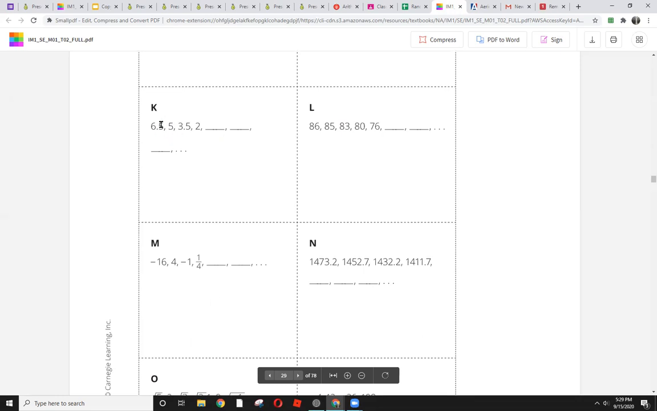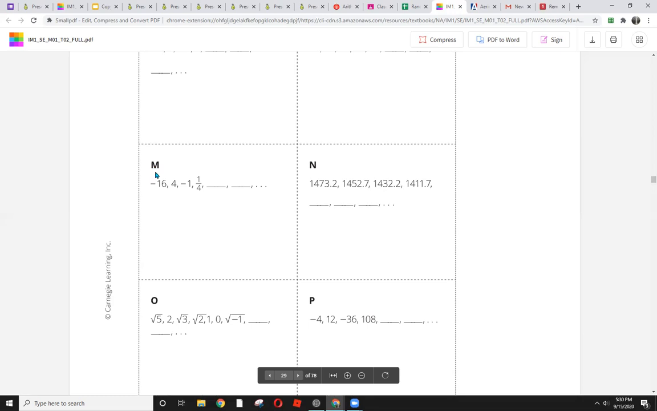K, it is an arithmetic sequence. You're adding -1.5. So 6.5 plus -1.5 gives you 5, plus -1.5 is 3.5, plus -1.5 should be 2. L, you subtract 1, subtract 2, subtract 3, subtract 4. Even though you're subtracting, you're not subtracting the same number, so it's not going to be an arithmetic sequence.